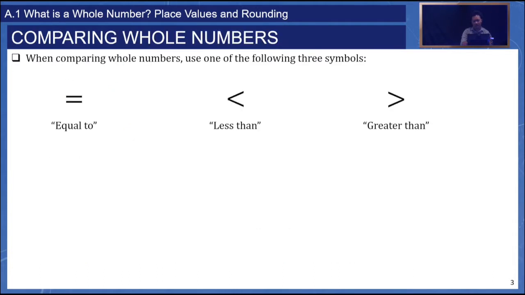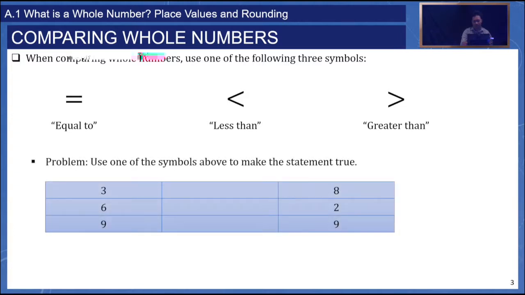So now we're talking about comparing whole numbers. When we compare 2 numbers, we use one of these 3 symbols. The left one is the equal to symbol, the middle symbol is the less than symbol, and the right symbol is the greater than symbol. So knowing that, let's try this problem. Use one of the above to make the statement true.